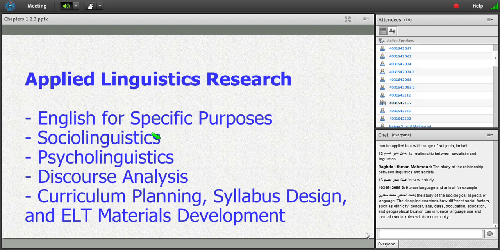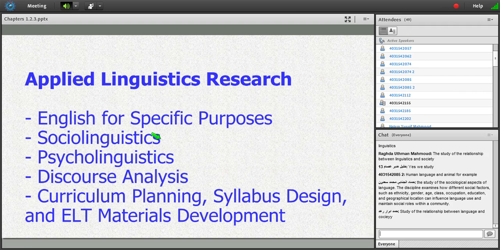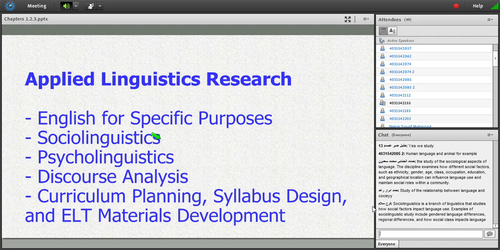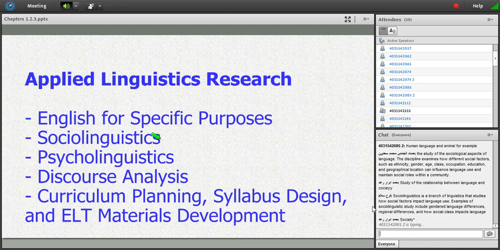Yeah, that's right. For example, you have two groups of students. They are of different gender, for example, male students and female students. You want to see different strategies male and female students use when they want to speak in the class, when they want to participate in group work activities. This is part of sociolinguistics study. Yeah, how social factors can influence, exactly.